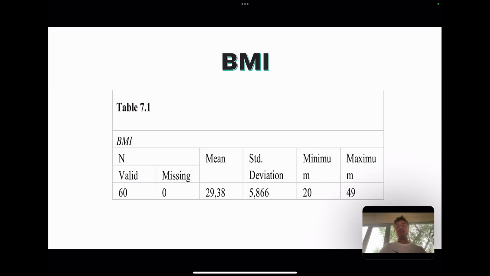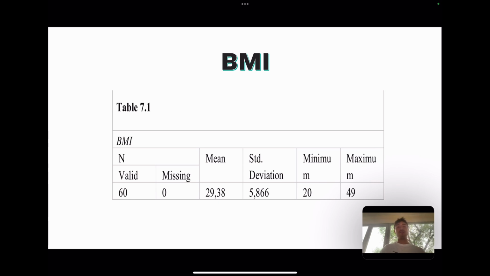And for BMI, which is body mass index, the average is 29.4, which means that most patients are overweight. The standard deviation is about 5.9, and BMI ranges from 20 to 49. This means there is a wide variety of body weights in our group.